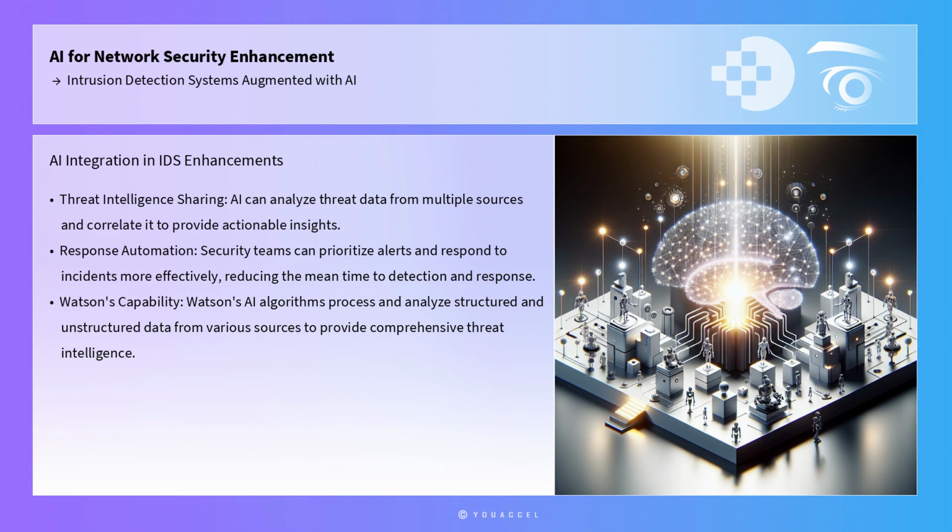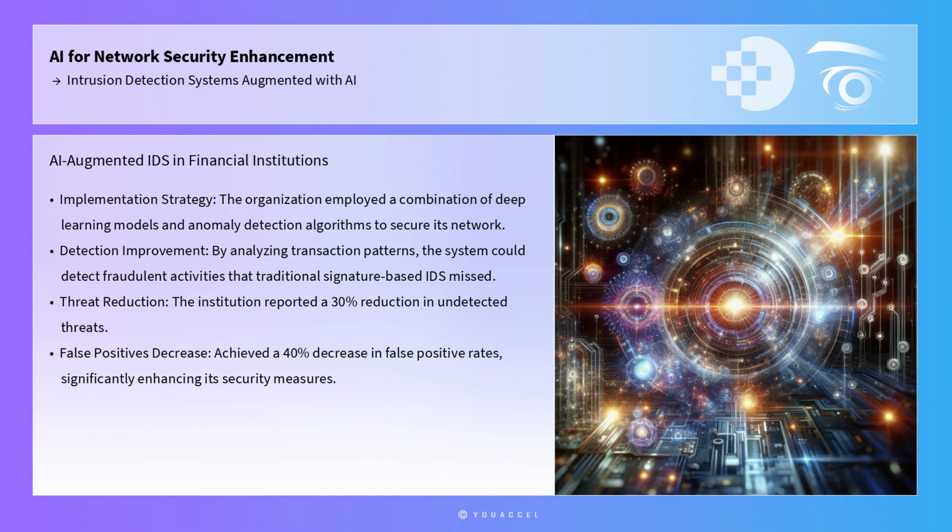This enables security teams to prioritize alerts and respond to incidents more effectively, reducing the mean time to detection and response. One real-world example highlighting the effectiveness of AI-augmented IDS is the implementation by a financial institution dealing with high volumes of sensitive transactions. The organization employed a combination of deep learning models and anomaly detection algorithms to secure its network. By analyzing transaction patterns, the system could detect fraudulent activities that traditional signature-based IDS missed. As a result, the institution reported a 30% reduction in undetected threats and a 40% decrease in false positive rates, significantly enhancing its security measures.